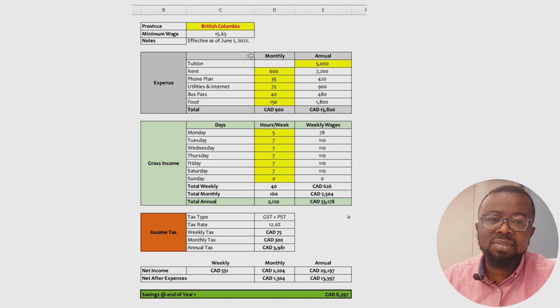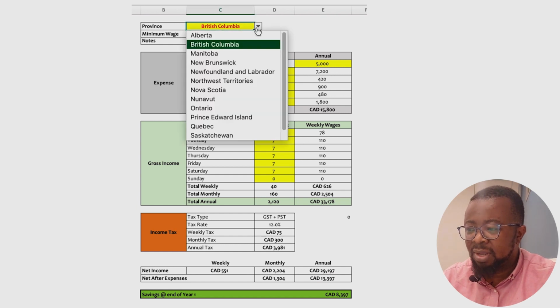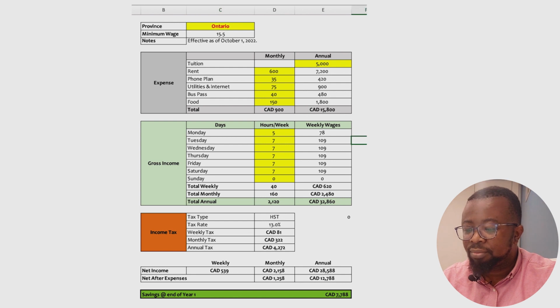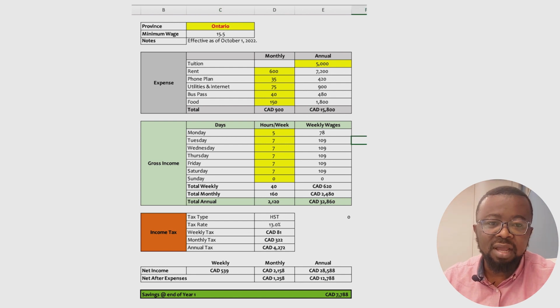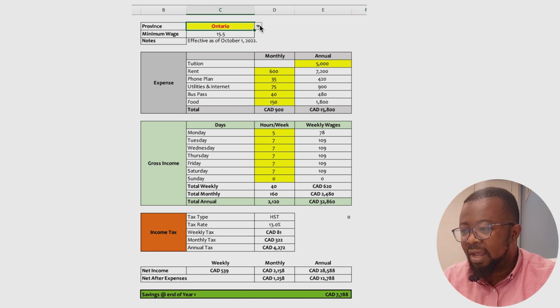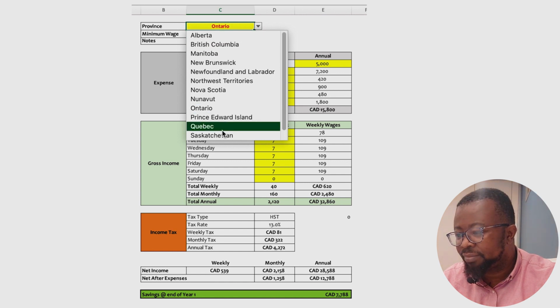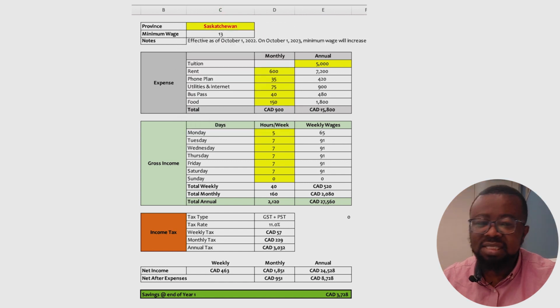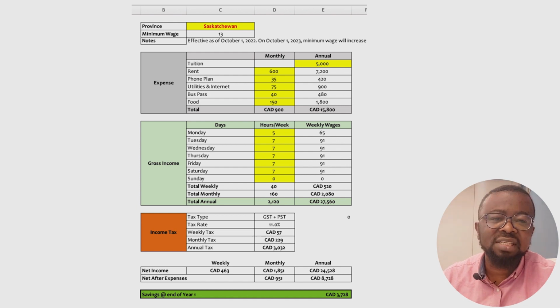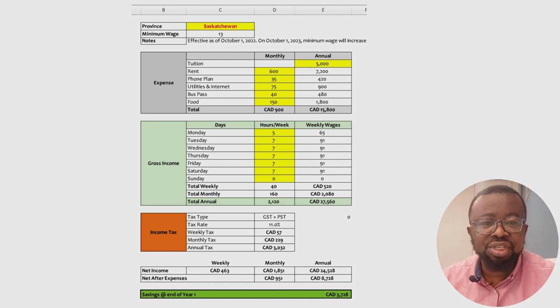Now let's apply the same scenario to the person going to Ontario. He's still left with $7,000 at the end of the year. If that person is going to Saskatchewan, he's still left with $3,000 at the end of year one. So as you can see from this sheet, just changing your tuition fee can actually make a difference. And sometimes the province that you are going to also has an impact on how much money you can save in the long run.